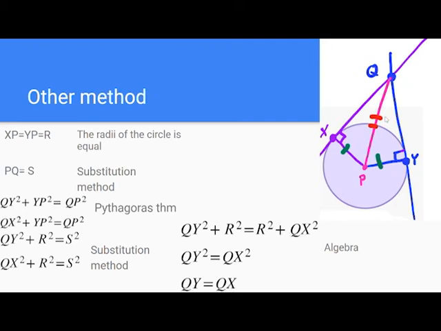And then the other one is QX squared plus, this should be XP squared. My bad. I'm probably going to do that right now.